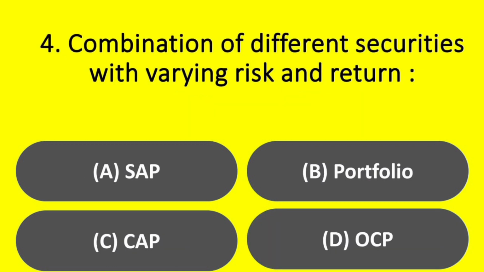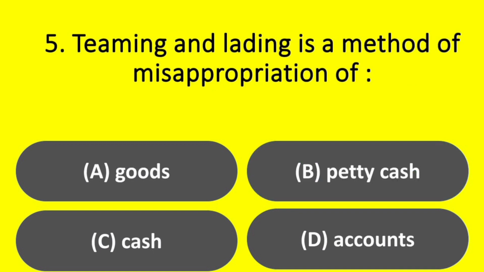Question. Combination of different securities with varying risk and return is: option A, SAP; option B, Portfolio; option C, CAP; option D, OCP. Answer: option B, Portfolio.